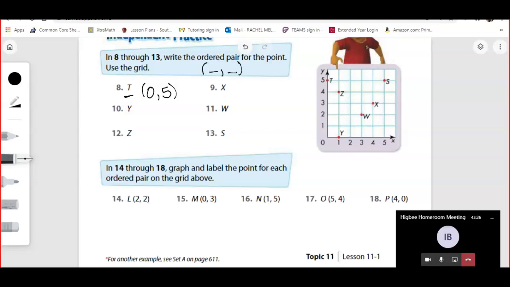Who wants to tell me where X is? What would be the ordered pair for X? Anthony? 4, 3. What do you guys think? Is he correct? Because he's saying start at the origin, go over 4, and go up 3. So yes, he is correct. Good job.